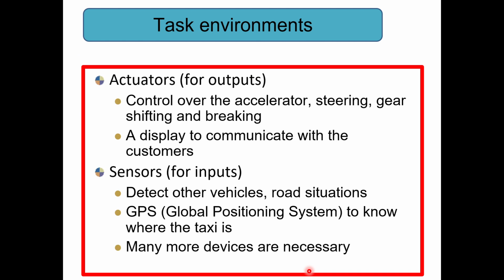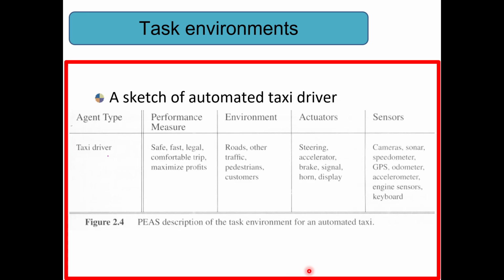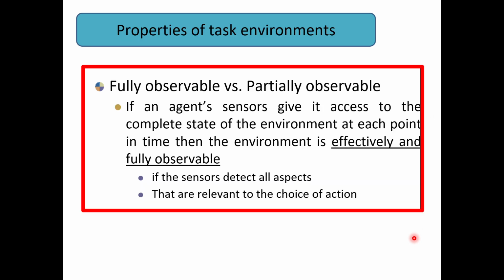Then actuators: they have to operate machines like the accelerator, steering and brake. Then sensors perceive information through GPS systems or cameras. So this is the PEAS of the automated taxi driver. The task environment includes these things: performance measures safe, fast, legal; environment roads; actuators the machines; sensors the cameras or GPS systems.